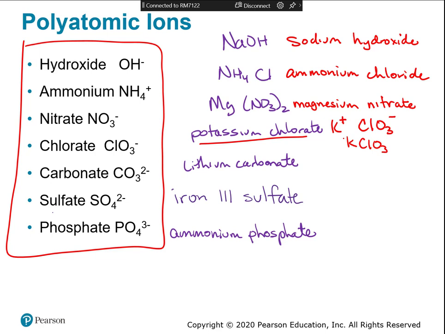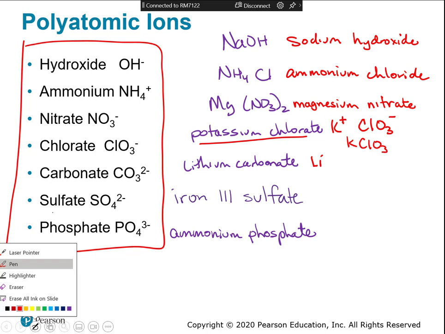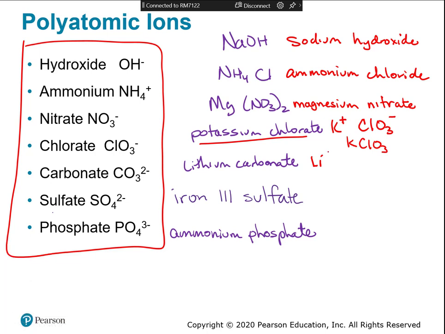So lithium carbonate, what's lithium? Li, and what's its charge? +1, because it's in group 1, right? So it's in the first column, so it's a +1. Carbonate is CO3, and its charge is -2 or 2 negative, either one's fine.